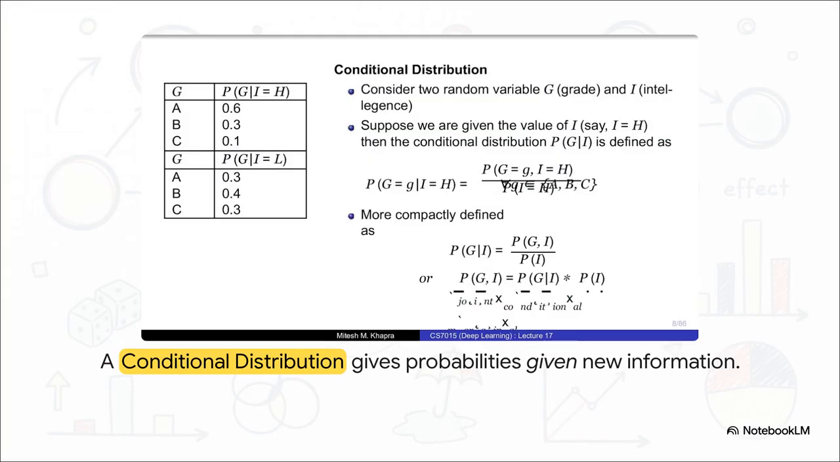Now, for another really crucial idea, conditional probability. This is all about updating what we believe based on new information. Now look at these two tables. The top one shows the probability of a grade given we already know the student's intelligence is high. Here, the chance of an A is pretty good, 0.6. Now look at the bottom table. This is for when we know the intelligence is low. Suddenly, the chance of getting an A drops all the way to 0.3. So the condition, the extra information we are given, completely changes the landscape of probabilities. This is really the core of how we reason when things are uncertain.